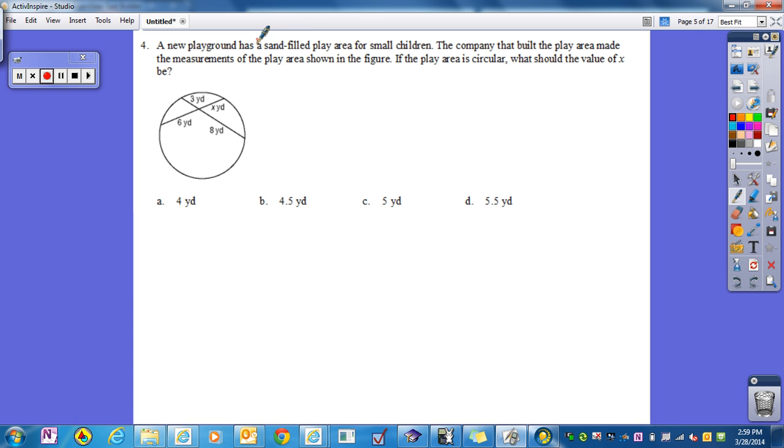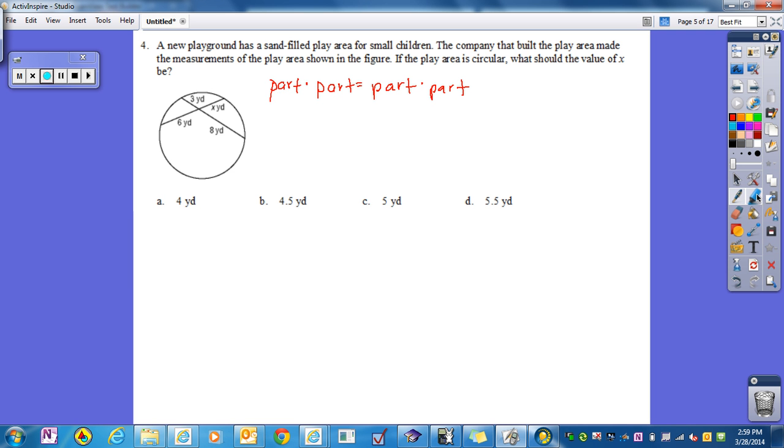Alright, this one. A new playground has a sandfield area for small children. The company that built the play area made the measurements of the play area shown in the figure. If the play area is circular, what should the value of x be? Well, in this one, this is my chord properties. And with my chord properties, we look at from one chord, the part times the part is going to equal the part times the part from the second chord.